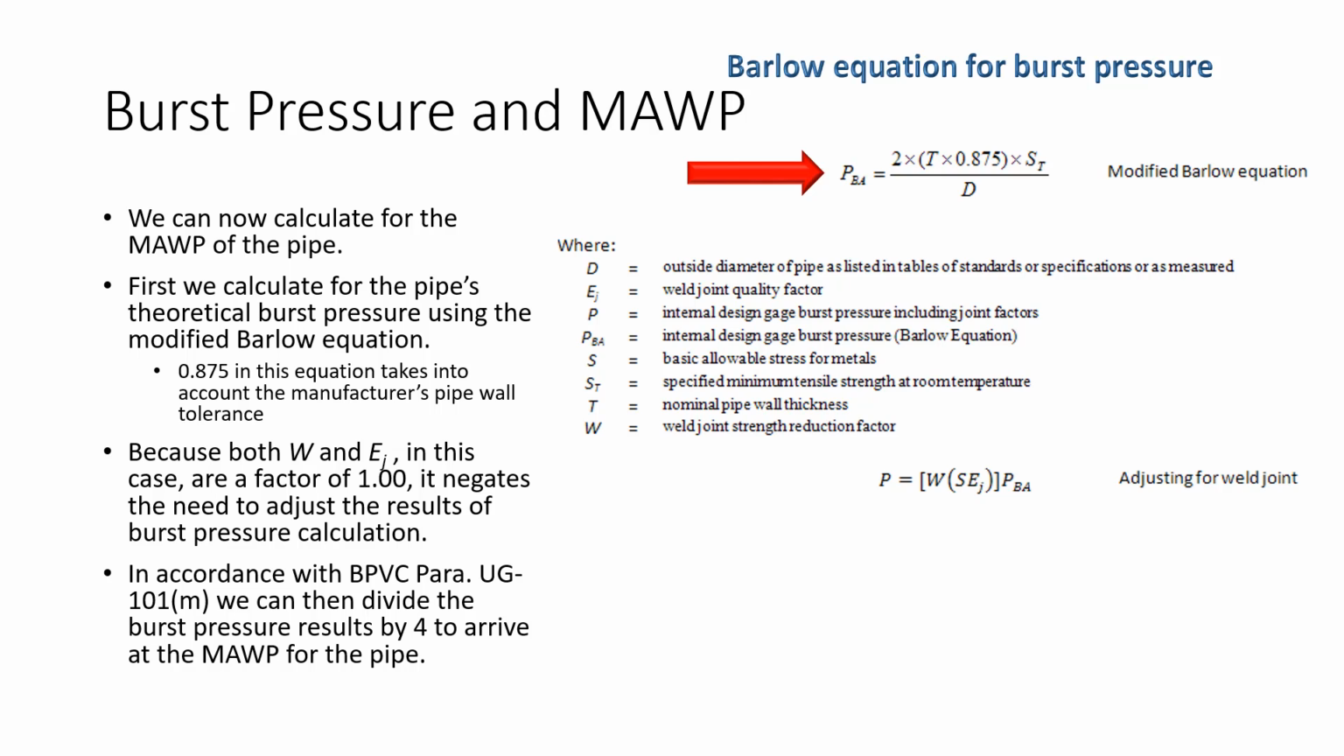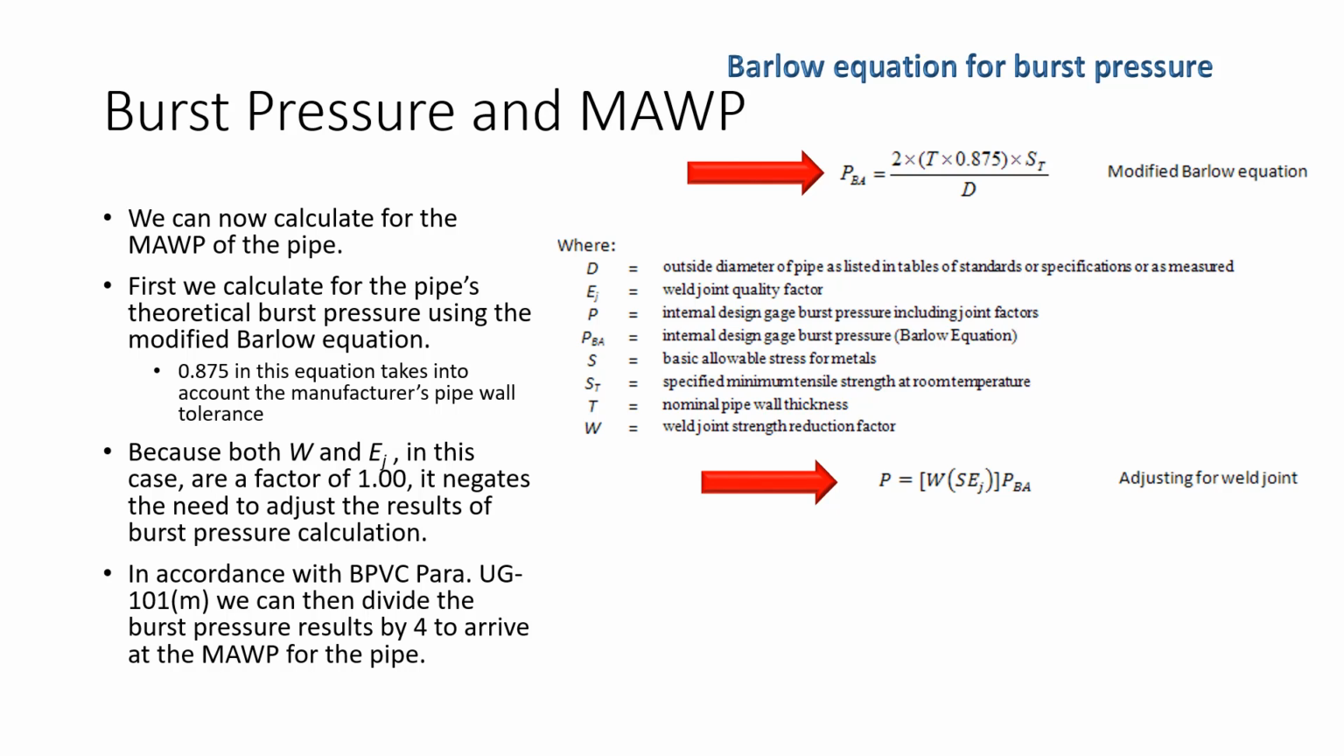It negates the need to adjust the results of the burst pressure calculation by applying the calculation identified as adjusting for weld joint. So we can skip that step. But for actual documentation purposes, whether or not the weld joint strength reduction factor, W, or the longitudinal weld joint quality factor, E sub j, are a factor of 1.0 or something else, you will still need to include this calculation to simply indicate that this step was considered.